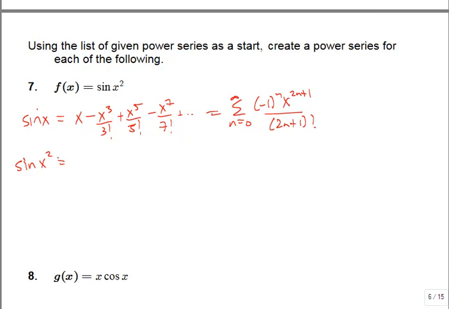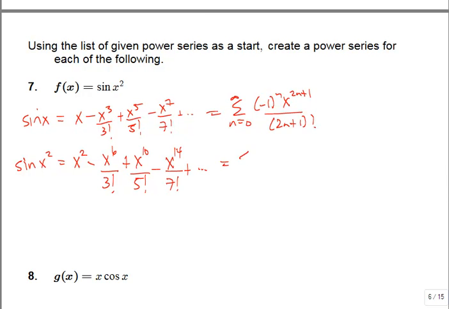Well, just a basic substitution. Swap out all of these x's and put in an x squared instead. So this is going to become an x squared. X squared cubed, you multiply powers there, so this becomes x to the 6th over 3 factorial. X squared to the 5th, multiplying 2 times 5 gives me 10 over 5 factorial, minus x squared to the 7th becomes a 14 over 7 factorial.